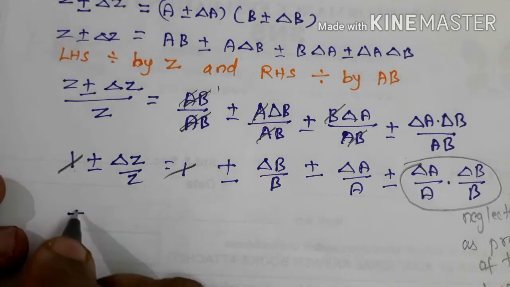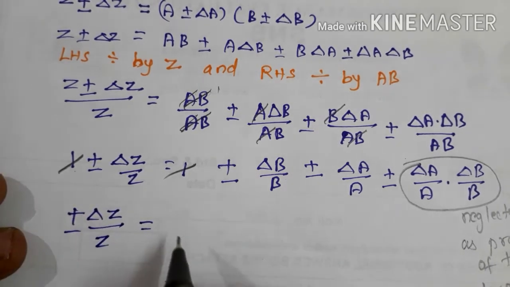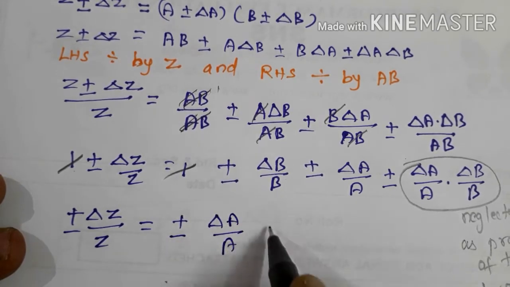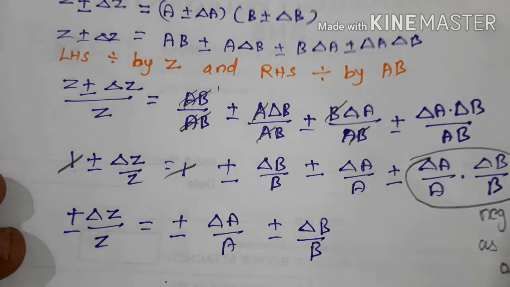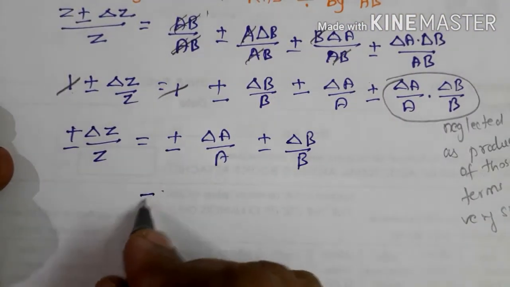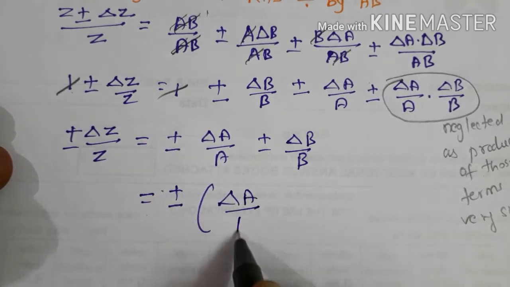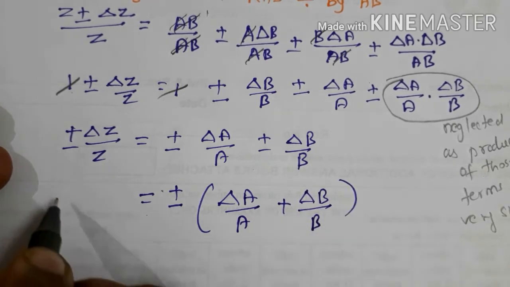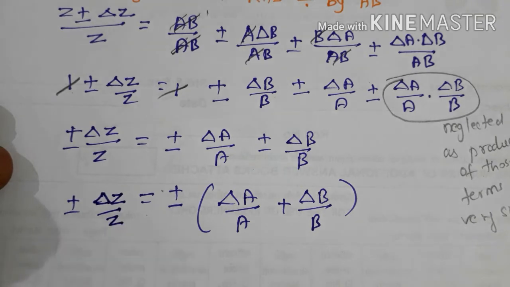So what is it that you are getting? Plus or minus delta Z by Z is equal to, I will arrange it, write it in proper order, delta A by A plus or minus delta B by B. This is the expression you are getting, right? Now shall we take this plus or minus out, children? What will you get? Delta A by A plus delta B by B, plus or minus delta Z by Z.